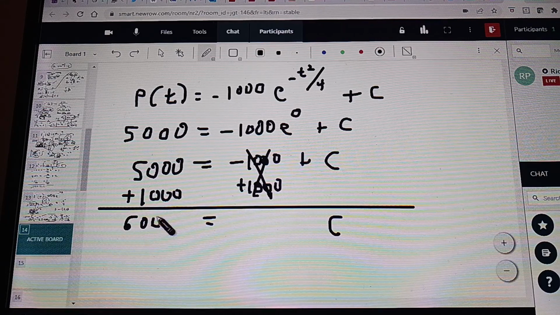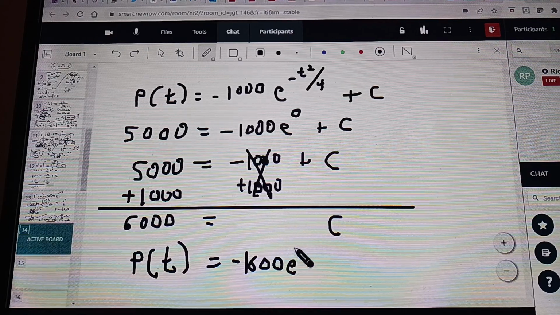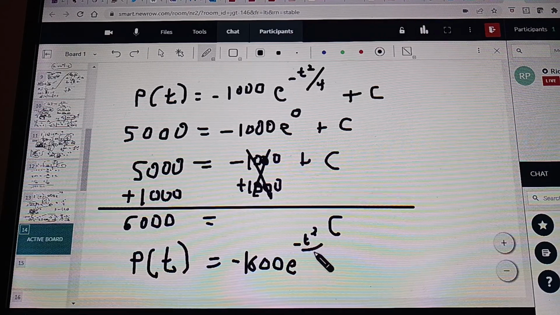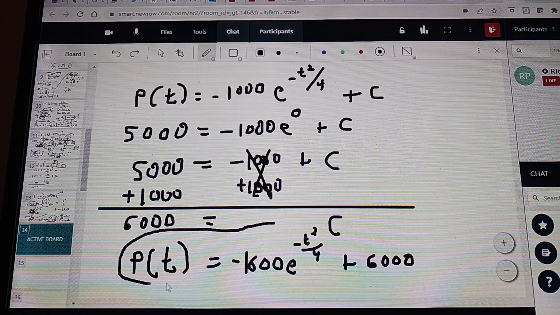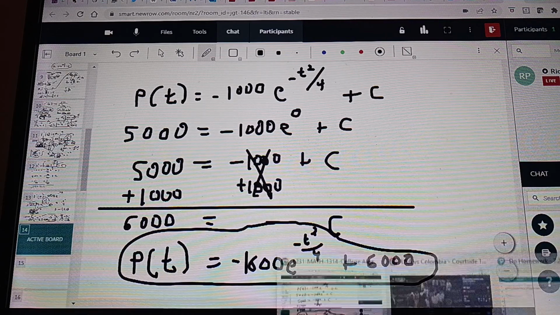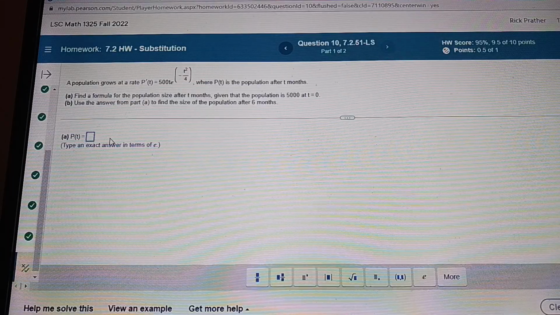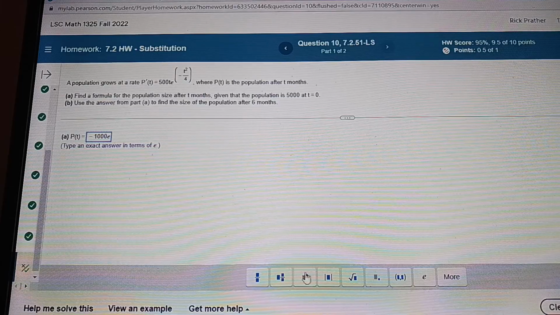So therefore, the population, I thought it was profit, but it's population. The original population function, not the derivative, the regular one, is negative 1,000 e to the negative t squared over 4 plus 6,000. So in other words, the population was 6,000 at the moment they started keeping track of time here. Okay, and I almost had it right except for I did the 1 over by accident, which shouldn't have been there, since it was an extra constant in the problem, not an extra constant in the du part.